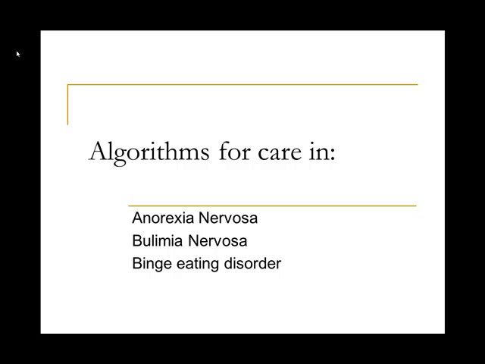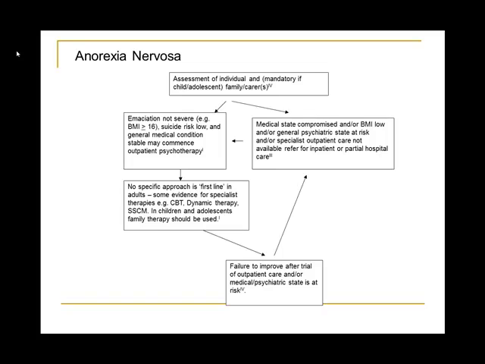Just to close, I have some algorithms for care in anorexia nervosa, bulimia nervosa and binge eating disorder. Anorexia nervosa involves a thorough assessment. You may consider going into hospital or not, depending on the severity of the anorexia nervosa. But as I said, many people can be treated as outpatients. There's no specific first-line approach, but there's definitely evidence that therapy provided by a specialist in eating disorders, either cognitive behaviour therapy, dynamic therapy, or a therapy called specialist supportive clinical management, is effective. And if people do not improve, then further, more active treatment may need to occur.